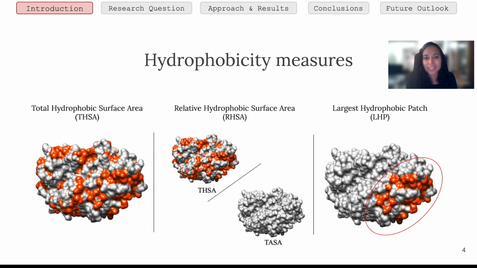Now, there are three different ways in which we can measure how hydrophobic a protein surface is. The first one is the total hydrophobic surface area, which is the squared angstrom of all hydrophobic residues that appear on the protein surface. The second one is the relative hydrophobic surface area, so which fraction of a protein surface is hydrophobic. And the third one is the largest hydrophobic patch, which is the largest continuous region on the surface that is hydrophobic. And this region typically, for example, plays a role in the protein-protein interactions or protein-ligand binding that I mentioned before.